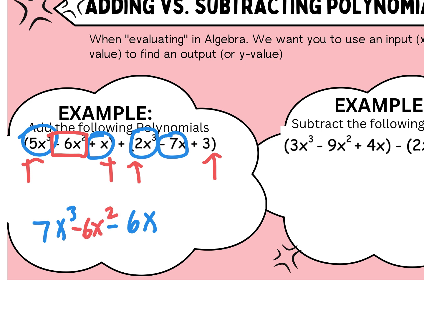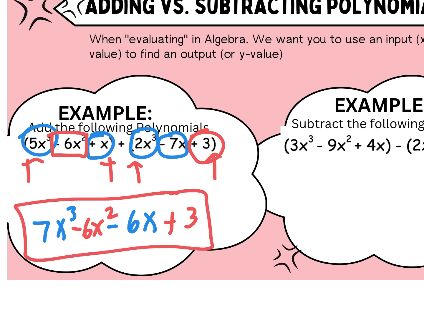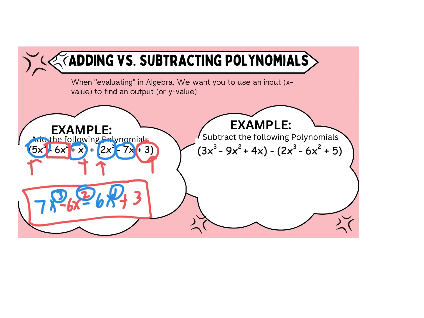And then last but not least, we have this plus 3 here, which there's no other whole number to go with it, no like term. So then I just put plus 3. And there you go. There's my polynomial. And I even wrote it in order with the biggest power first, and the second biggest, and the third biggest, etc. Okay, so there's the basics of how you have to add them when they have parentheses around them. You can just act like the parentheses aren't even there.